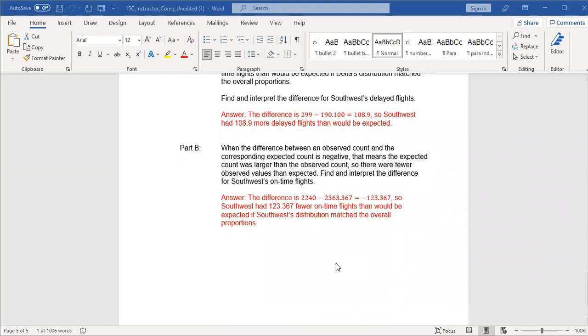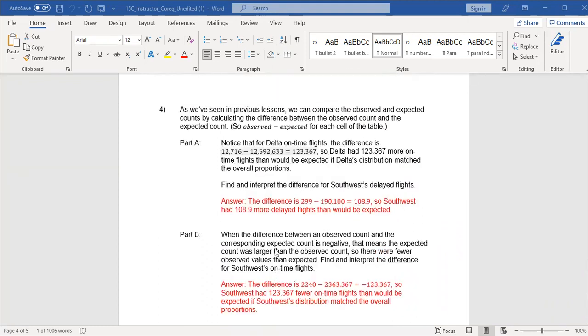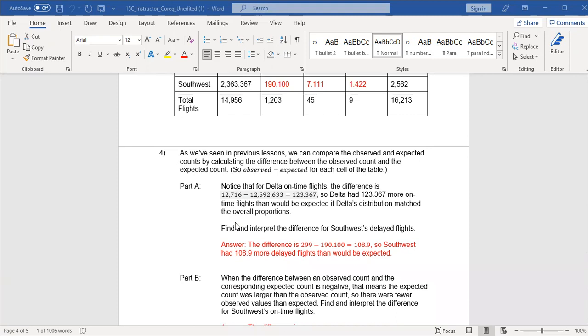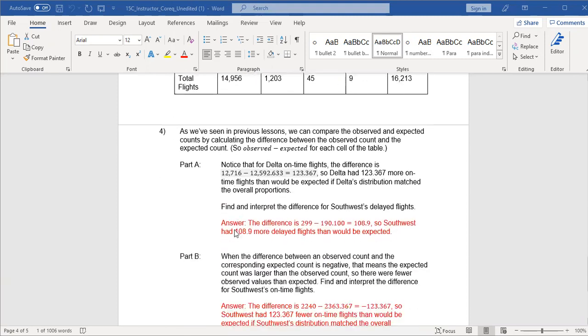Here's the end of the activity, and as you see, it's easy to do the math with this and get the difference between the observed and expected counts.